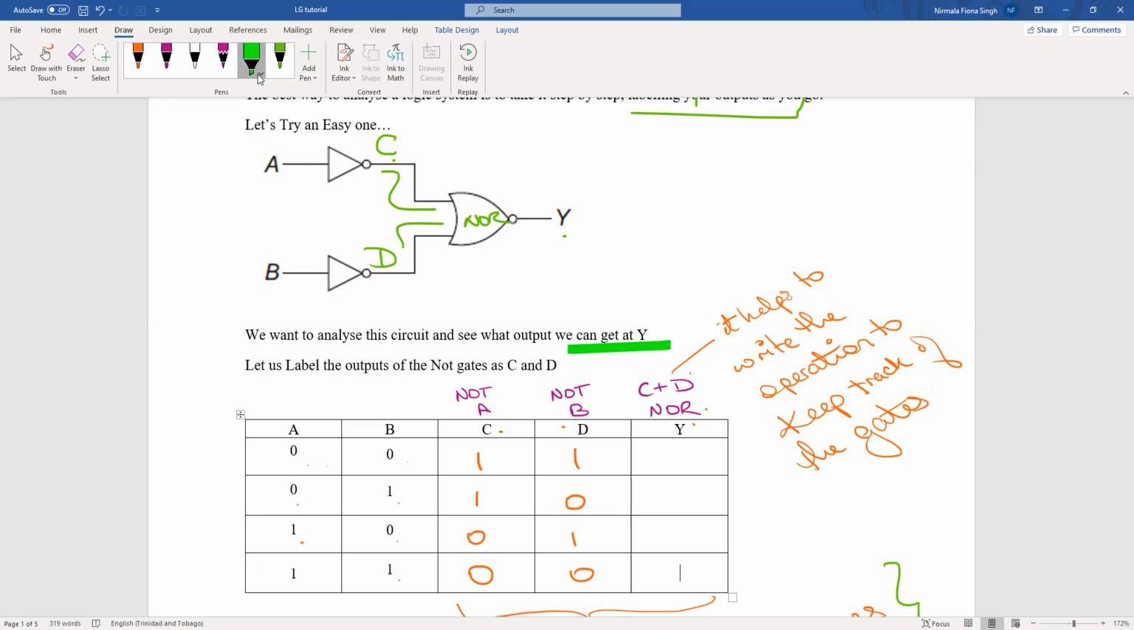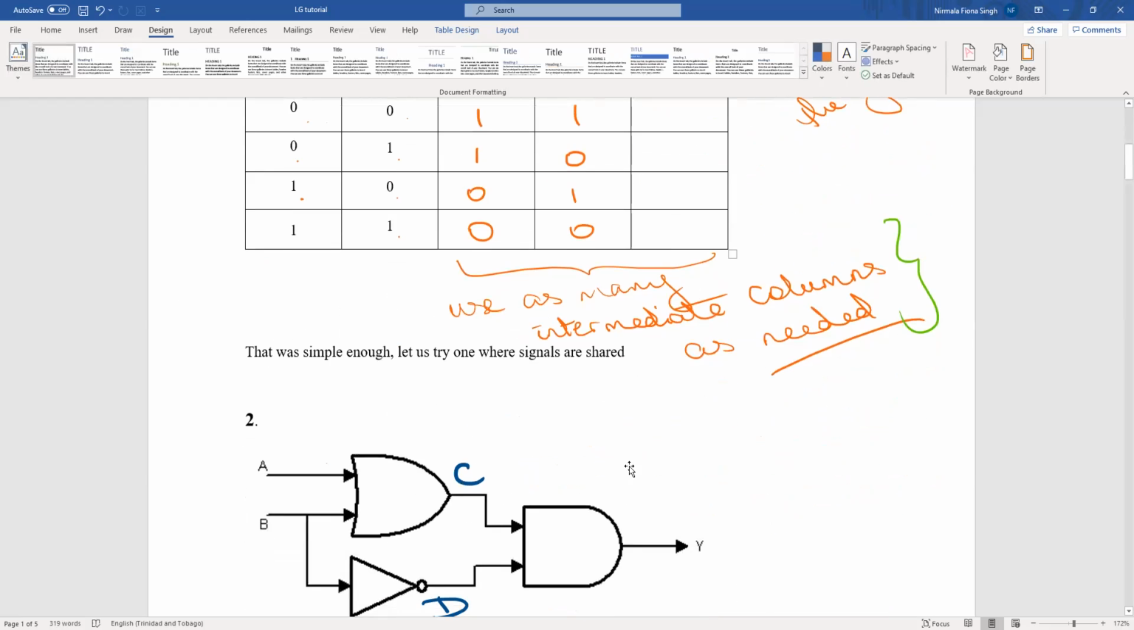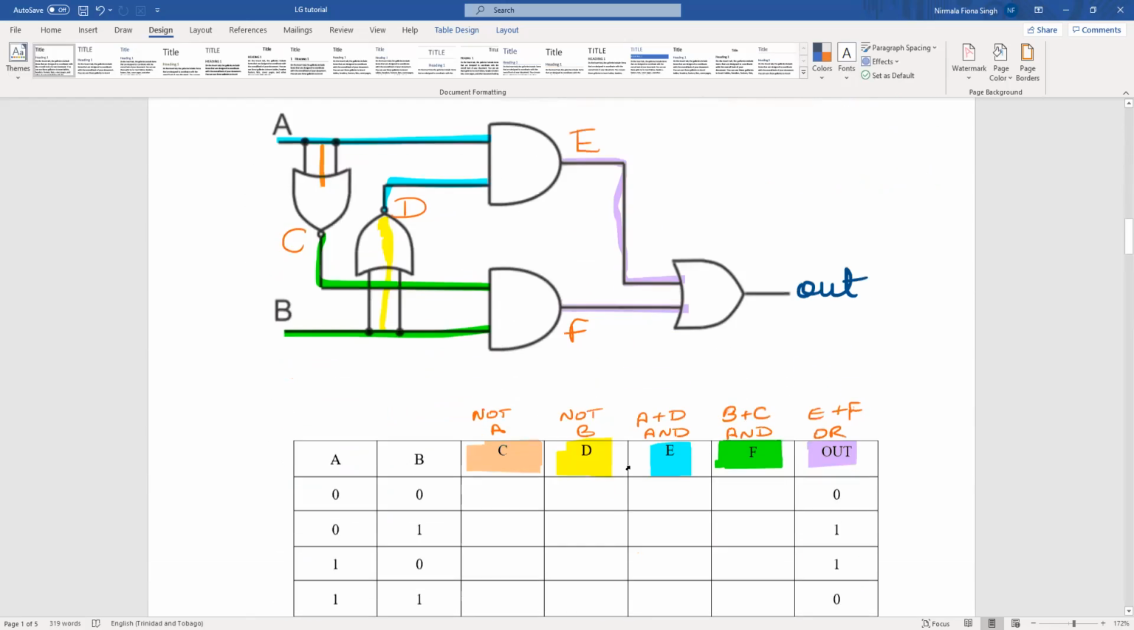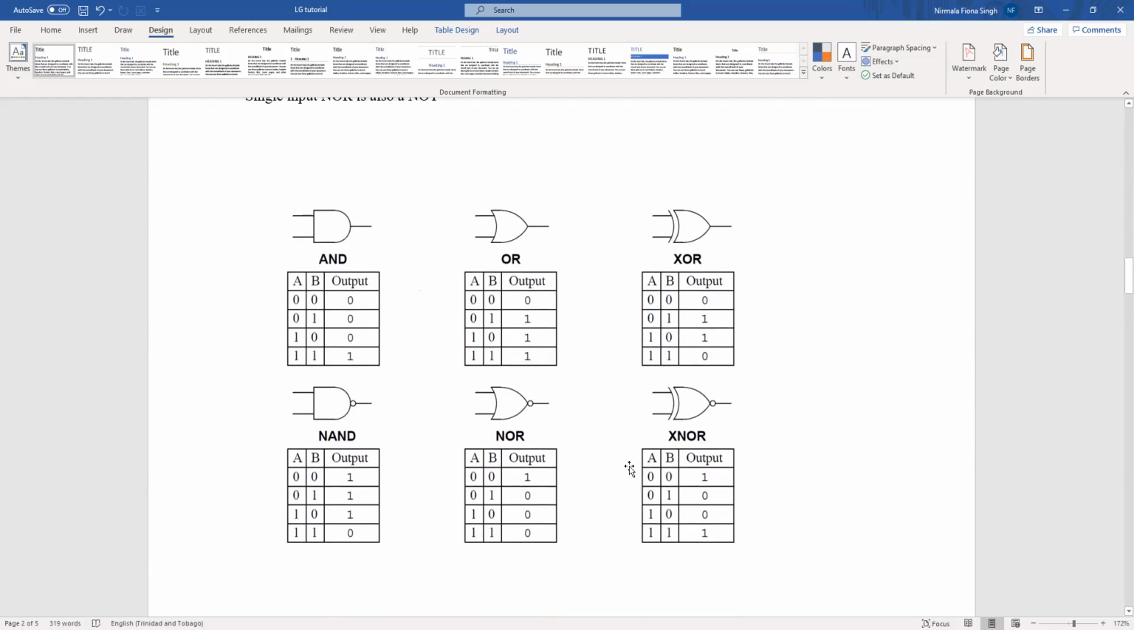And then Y is C and D. So now we're looking at the C and D columns, which are these two, through a NOR gate to give us our output, Y. Now, how does a NOR gate work? I really do hope you learn it by exams. I think I did put it in the handout. Let's scroll down. So a NOR gate, how does a NOR gate work? It's the opposite of an OR gate.